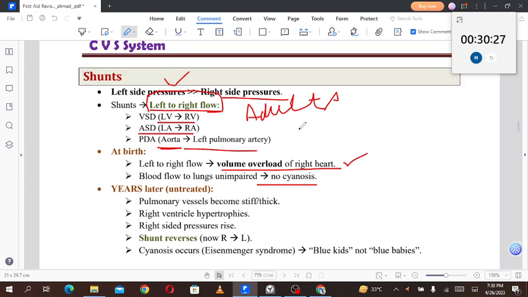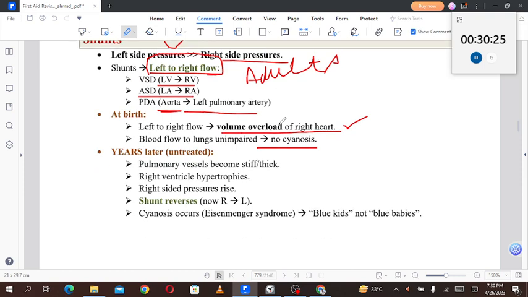So in the case of non-cyanotic conditions, blood flow from the left to right heart is happening, but since the blood entering the right heart goes all the way to the lungs and back to the left heart, it is not going to cause any kind of cyanosis early on. Like at birth, the patient will be acyanotic.